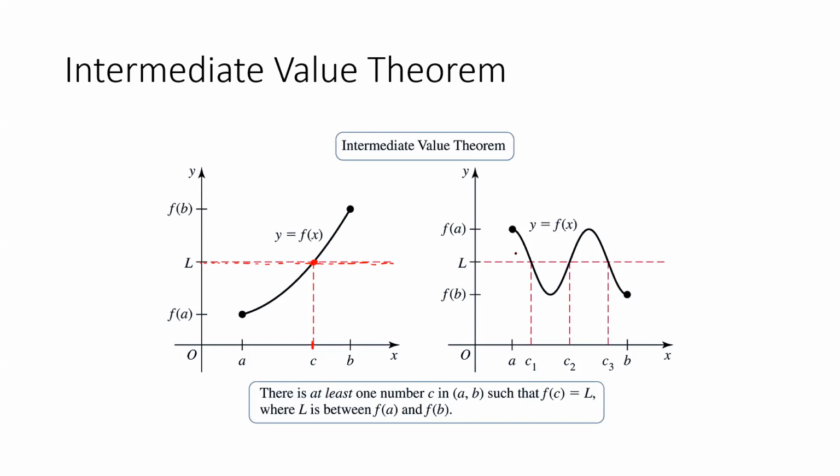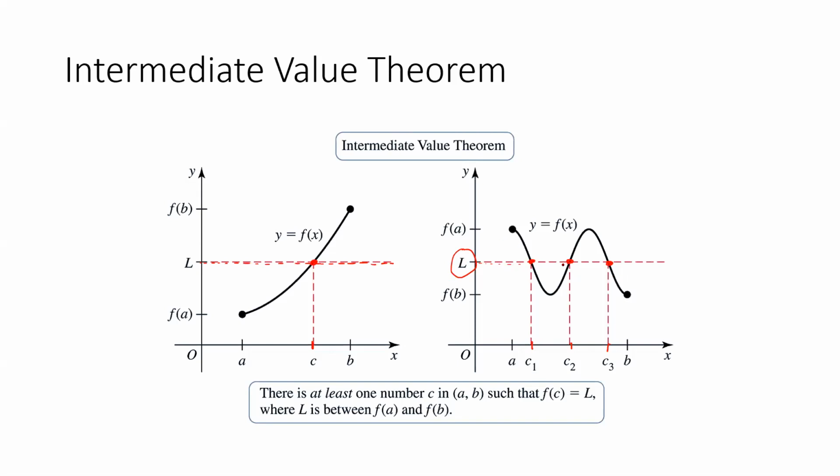Okay. Same idea here. I've got some continuous function on the interval from A to B. And the graph of my f of x is going to hit all the values that are in between f of A and f of B. So if I pick any L, any number that's in between f of A and f of B, I know my graph is going to hit it at least once. And in this case, we see it actually hits it 3 times. So there's at least one C. In this case, there's 3 C's where f of C is equal to L. Okay, so that's the picture.